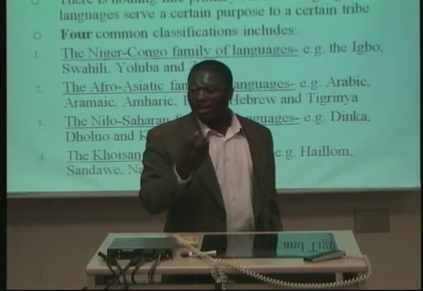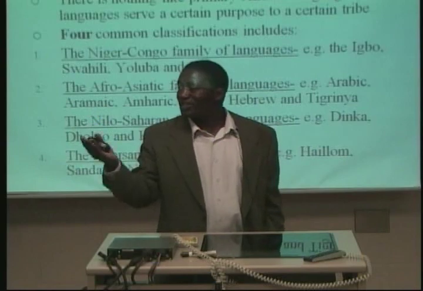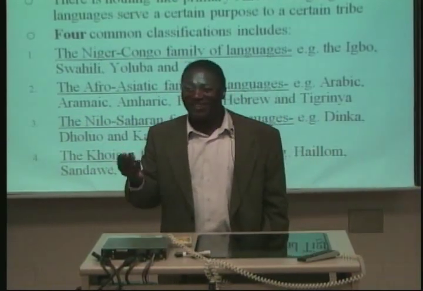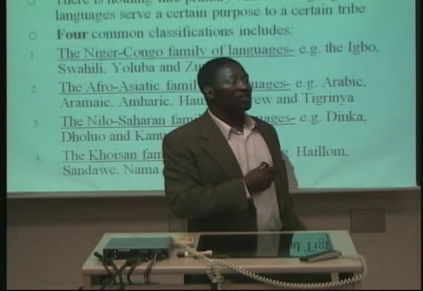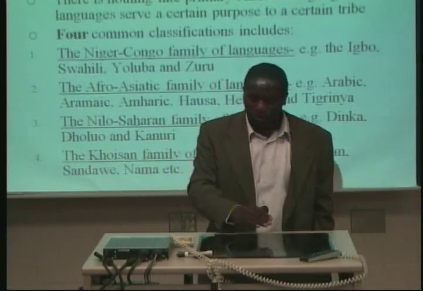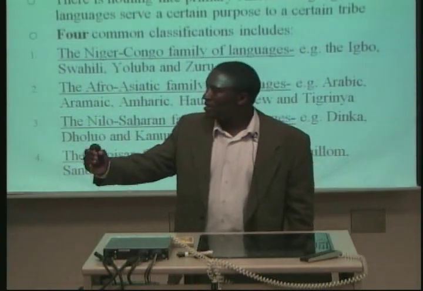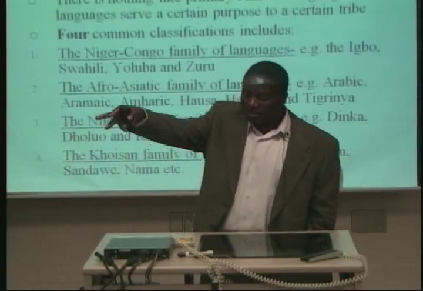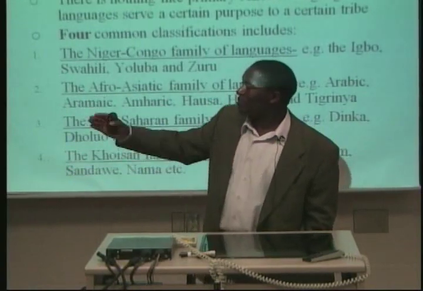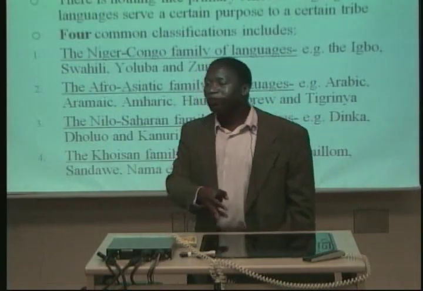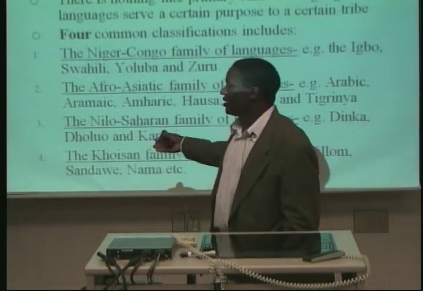Is it because of dialect? Anthropologists who are linguists might help me here, because I don't know. But it's something we need to ask ourselves: how did they put this together? How did they really come to a point of saying there's an Afro-Asiatic family of languages? And then they put Arabic, Aramaic, they put Hausa, which is in northern Nigeria. And then they say Hebrew, and they also include Tigrinya, Ethiopia.